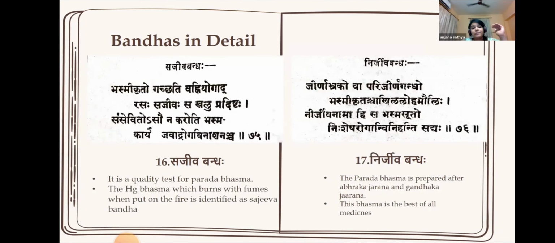And based on the quality of Rasa Bhasma, Sajiva Bandha and Nirjiva Bandha. Sajiva Bandha means, as the name indicates, when a pinch of Parada Bhasma is put into a fire source or Agni, it will burn with fumes. That is known as Sajiva Bandha, which means the mercury metallic part is still there in the Bhasma. It is useful in geriatric conditions, Sajiva Bandha.